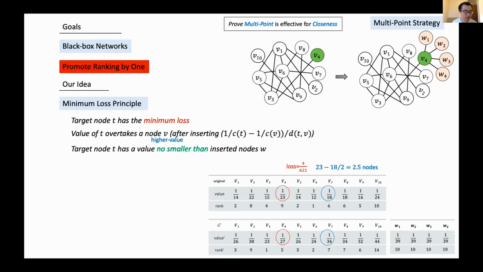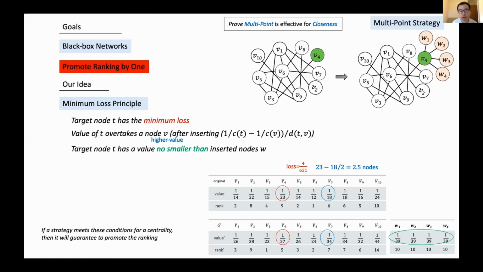The third condition is that the target node T needs to have a value no smaller than the inserted nodes. And we see from the table that the target node has a centrality value larger than it. Using these 3 conditions, we can prove that the multi-point strategy is effective.